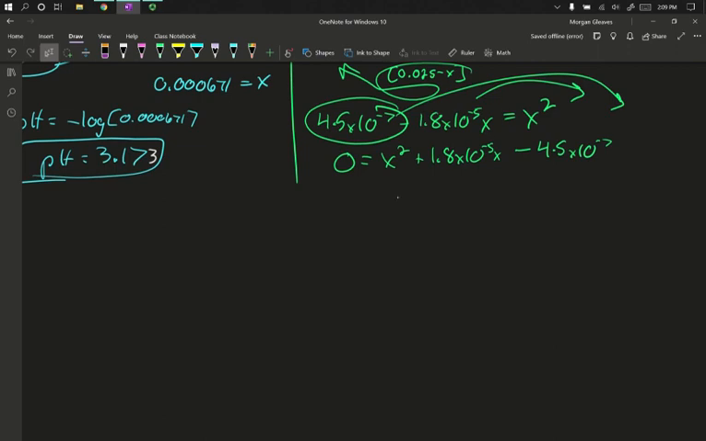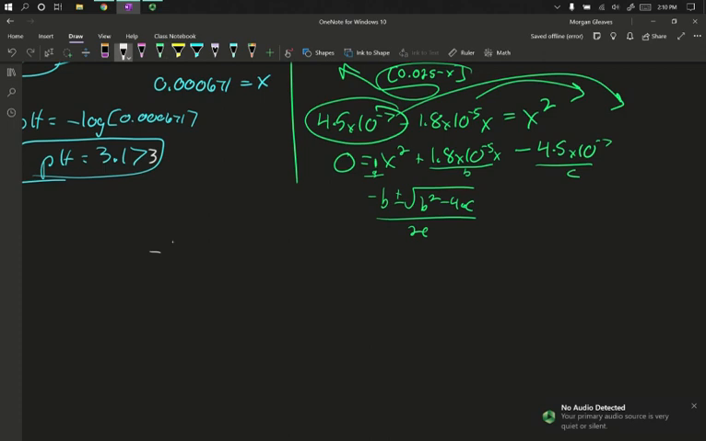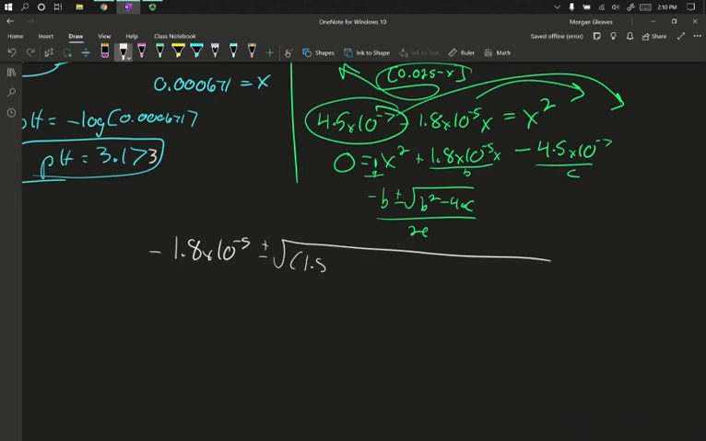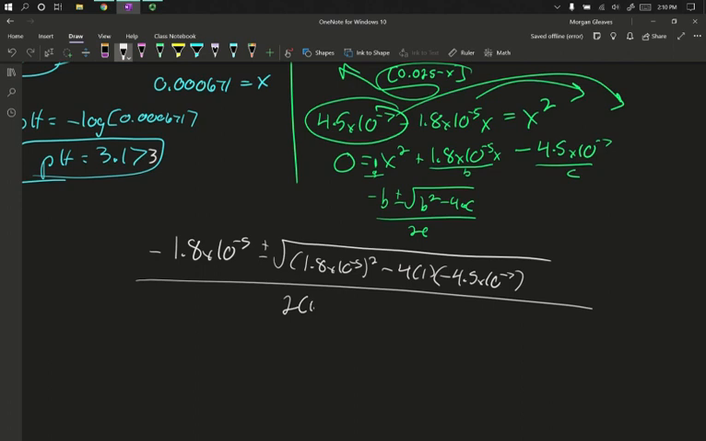We have this arrangement. Now we can do the quadratic. Negative b plus or minus square root b squared minus 4ac all over 2a. Our A is out here in the front. Here's our B. Here's our C. A is just 1. There's nothing in front of that X. Negative 1.8 times 10 to the minus 5 plus or minus the square root of 1.8 times 10 to the minus 5 squared minus 4 times 1 times negative 4.5 times 10 to the minus 7. All that divided by 2.